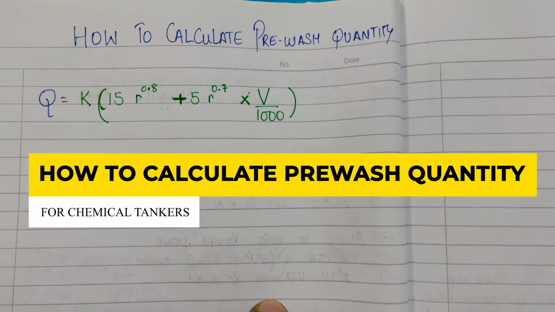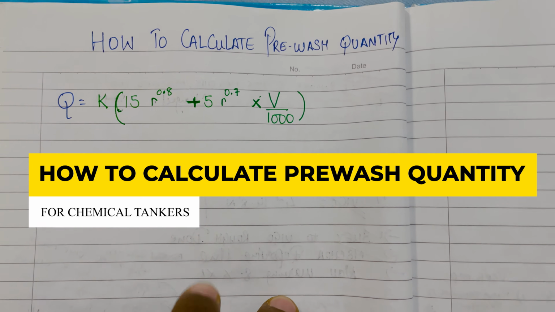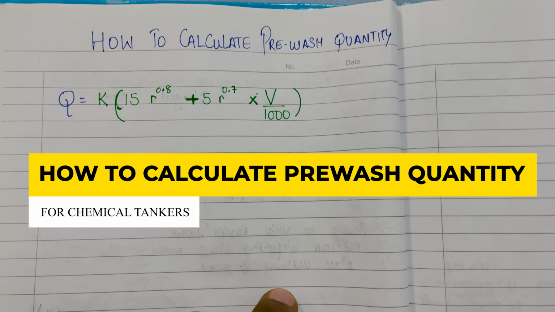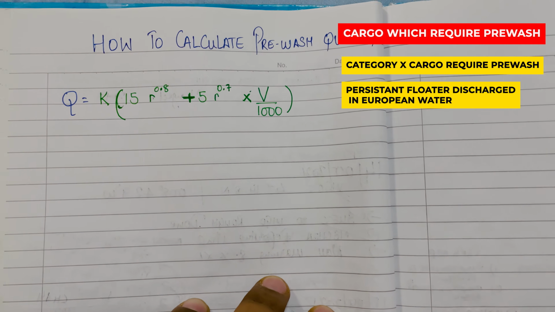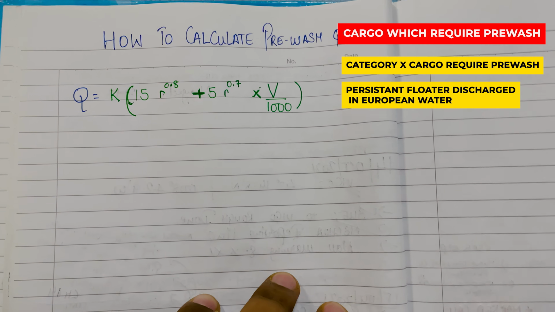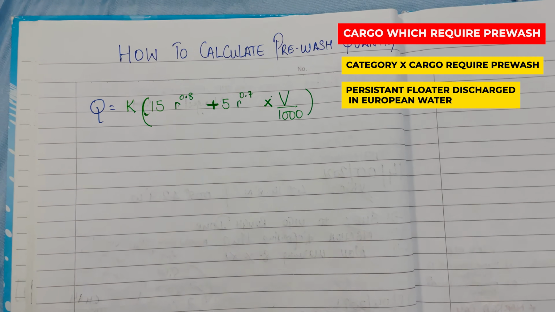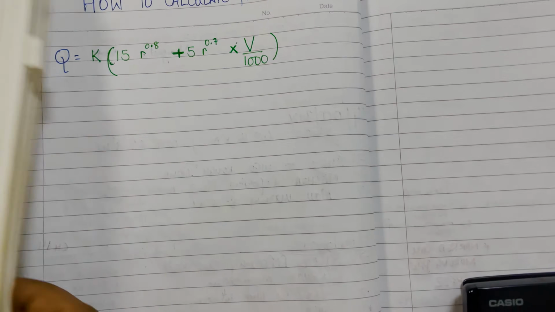Today's topic is how to calculate pre-wash quantity. On chemical tanker there are certain cargoes for which we are required to have pre-wash, or due to some region where the vessel is, we are required to have pre-wash for certain cargoes. So today we'll see how to calculate the quantity for pre-wash.